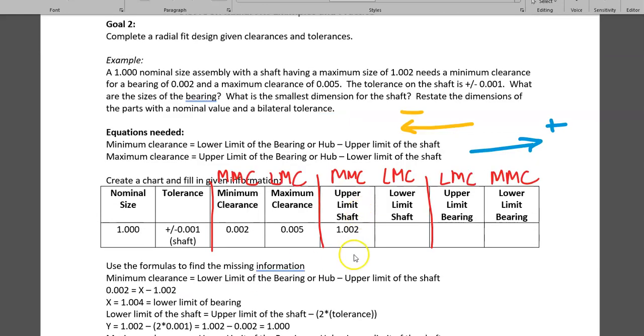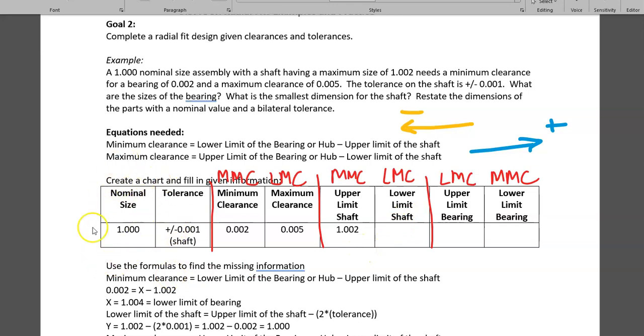Okay, in some cases we have to go backwards, meaning we already have the fits and we need to figure out what the dimensions are. So that's what the second part of the video is going to do. So we're going to complete the radial fit design giving clearances and tolerances. So if you take a look at this chart, I went ahead and drew some lines on here because it just makes it easier for me, and it'll probably make it easier for you as well.